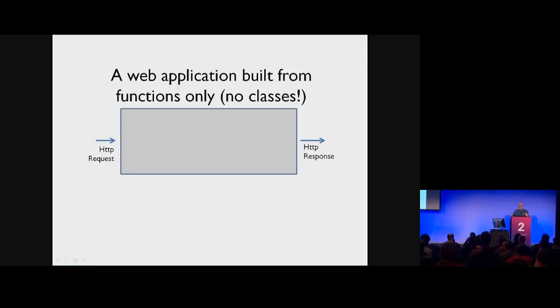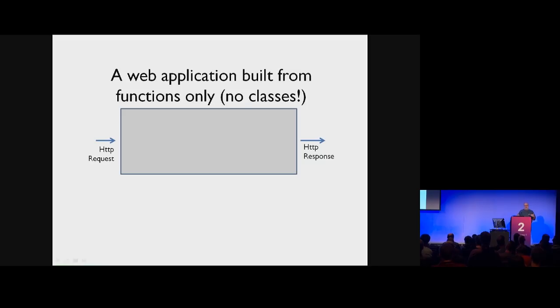And you can build really big things just using functions without any classes or objects or anything. So if you think about a website, a website is a function. An HTTP request comes in, and it spits out an HTTP response. The whole thing is a giant function, with an input and output.